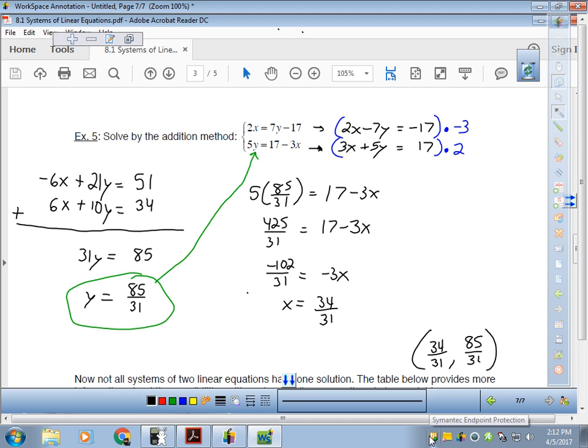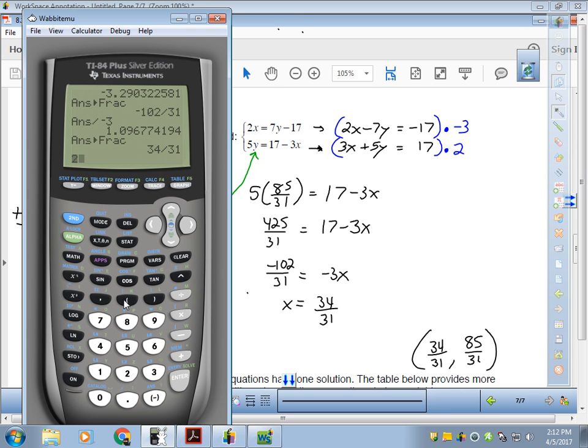So there is my solution to this system. Again, you want to check it. I'm going to check it using our rewritten ones because it'll be easier to check that way. So 2 times 34 over 31 minus 7 times 85 over 31. That equals negative 17, which is what it's supposed to equal.